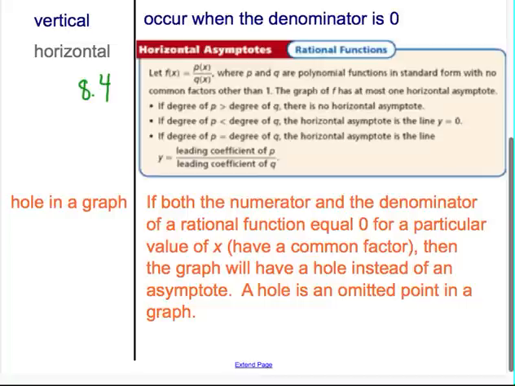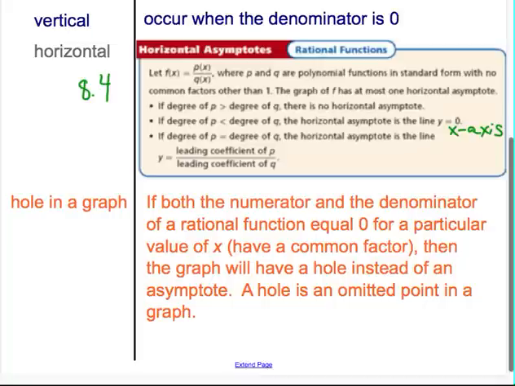So what it says is, let f of x equal p of x over q of x, where p and q are polynomial functions in standard form with no common factors. So you've already canceled out any common factors, numerator and denominator, and you've simplified the function if you can. The graph of f has at most one horizontal asymptote. If the degree of the numerator is greater than the degree of the denominator, there is no horizontal asymptote. If the degree of the numerator is less than the degree of the denominator, then the horizontal asymptote is y equals 0, or the x-axis. So that was the same as in our parent function. The x-axis was a horizontal asymptote.